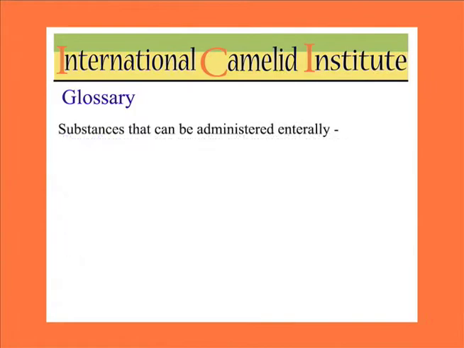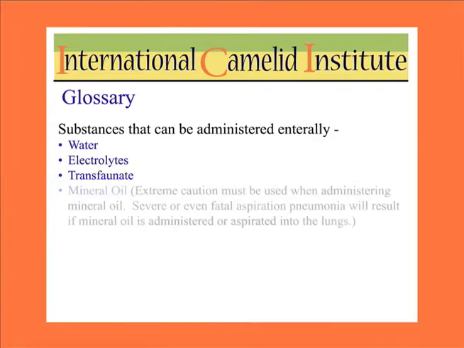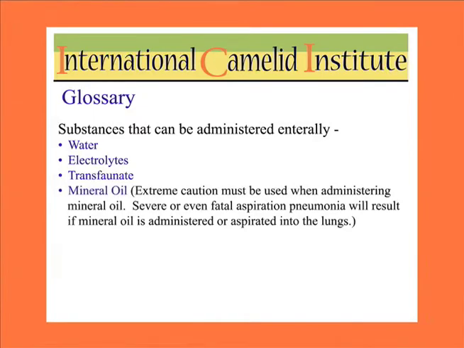It is important to understand which substances can and which substances cannot be administered orally. Water and oral electrolytes can be administered to restore hydration to a dehydrated animal. Transfaunate or rumen juice can be administered orally to repopulate the normal microorganisms in the first stomach compartment. Mineral oil can be administered orally. However, extreme caution must be used to avoid aspiration into the lungs.